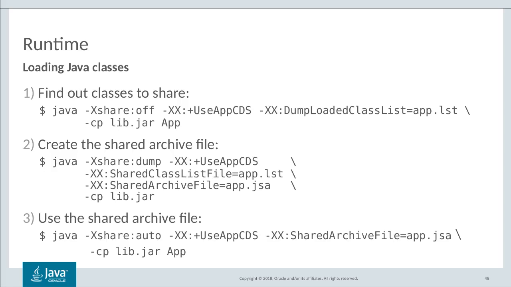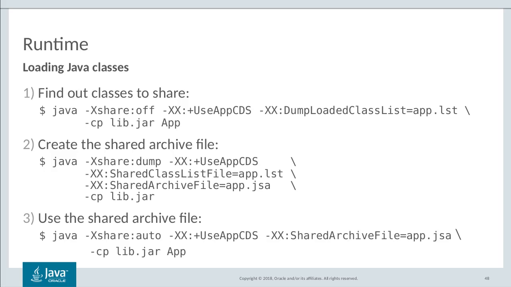So you will run Java and you will set the -Xshare flag to off. Since we're now creating our class list, we don't want any CDS to interfere, so we turn off all sharing and all CDS. Then we enable AppCDS with the flag -XX:+UseAppCDS. We use the flag -XX:DumpLoadedClassList to tell the JVM to store the classes that have been loaded into this file. In this example, we name it app.lst. And then we run our application as usual, maybe putting some jar files on the class path or enabling some modules, and we provide the class with the main function.